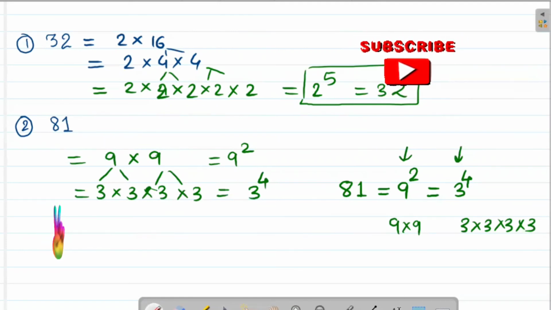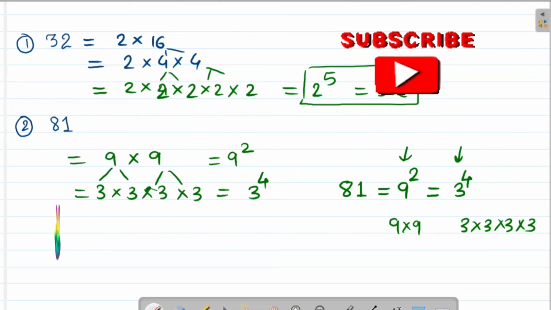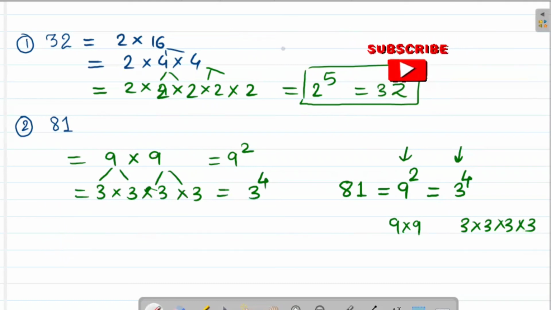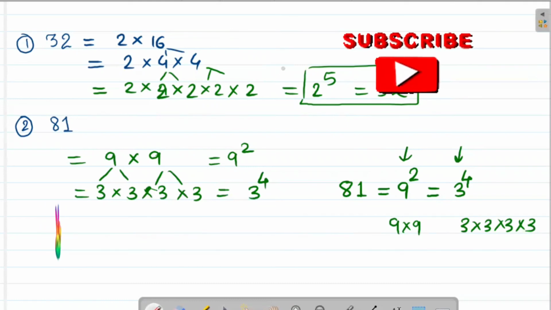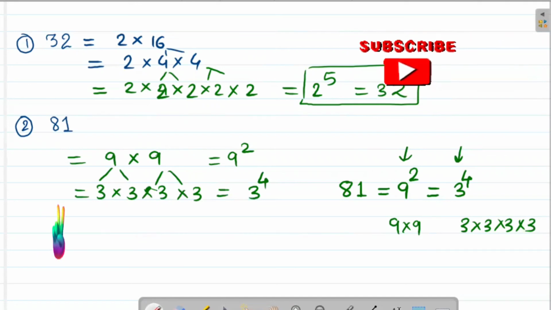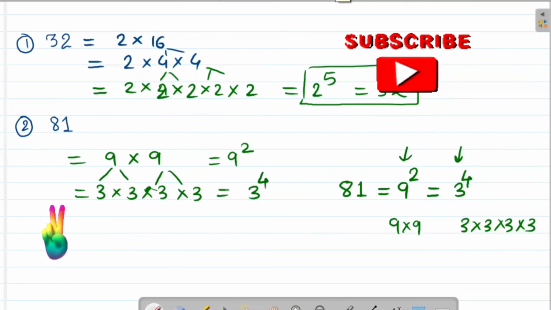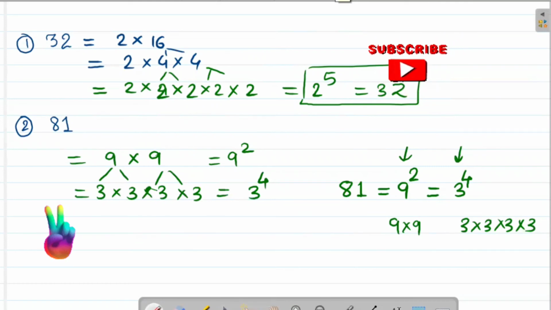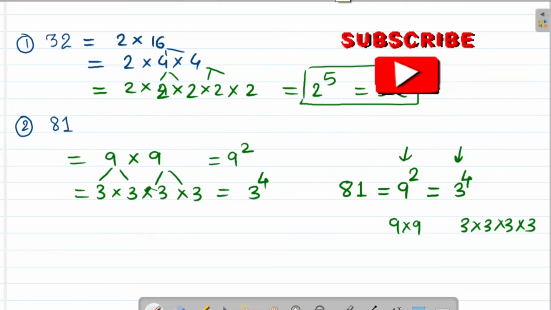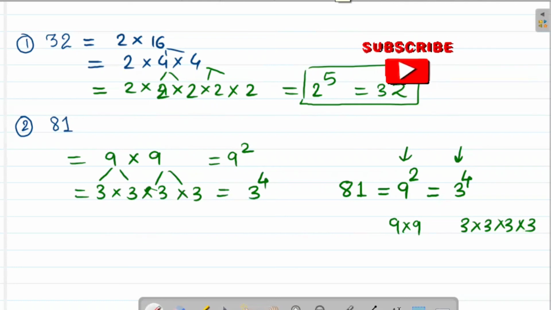So this is all about how we can represent any particular number in the form of its exponents and power. So let's see in the next video what the rules of exponents are, how we can convert any particular number into the power format, or you can solve it using the laws of exponents.